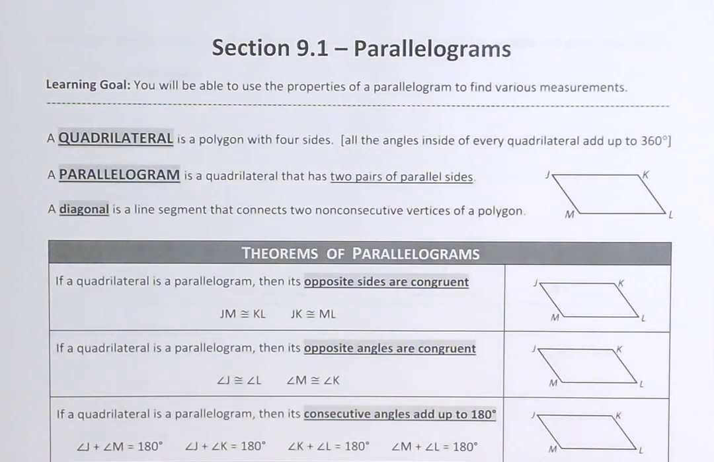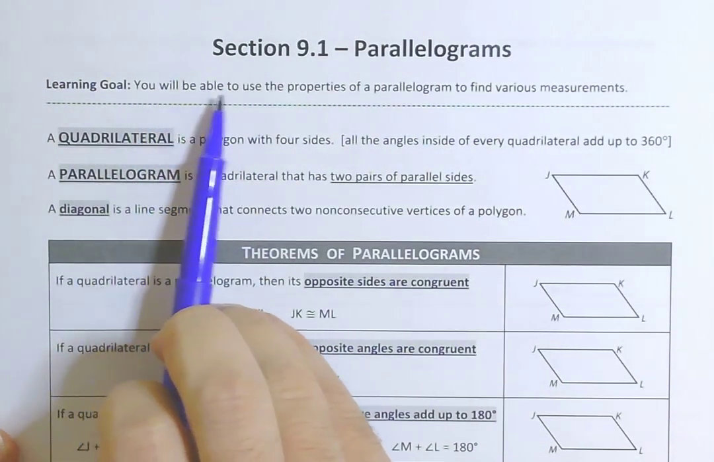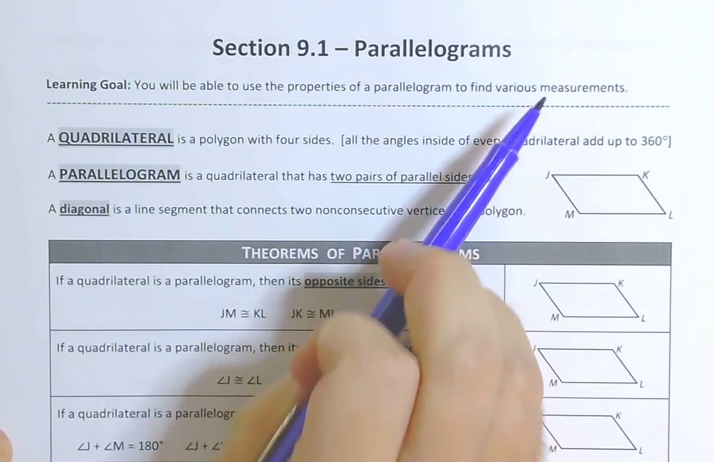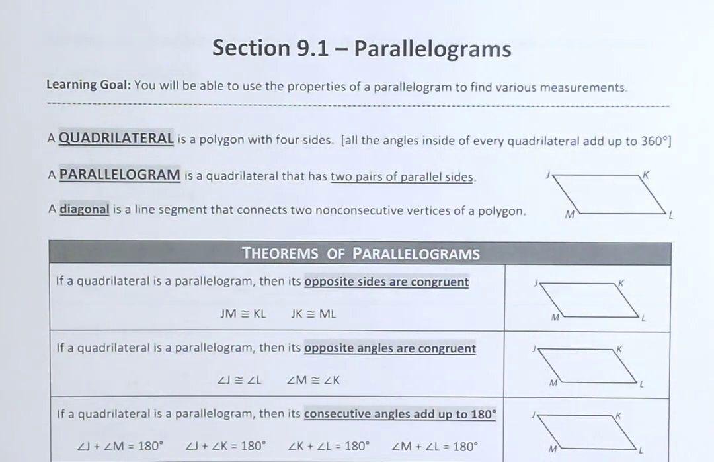For today, our learning goal is that you will be able to use properties of parallelograms to find various measurements. So we're going to go through and talk about what a parallelogram is. We're going to look at four different properties. And then, like usual, we're going to apply those properties in a basic format, and also figure out the value of a variable like x or y. So let's go ahead and get into it and talk about what a parallelogram is.